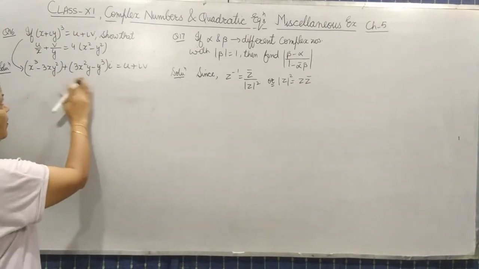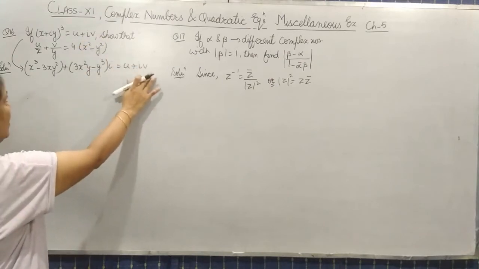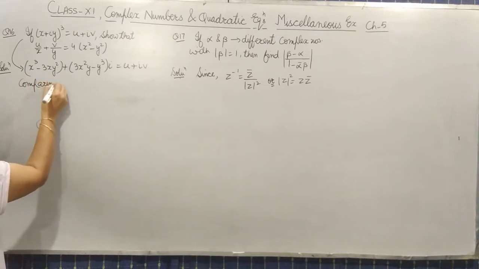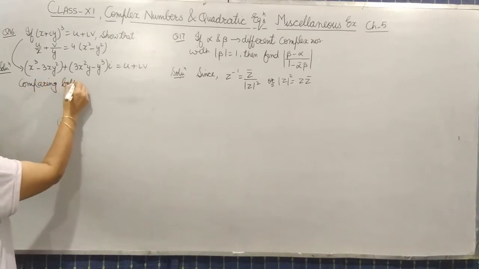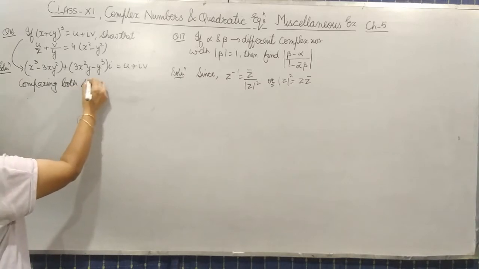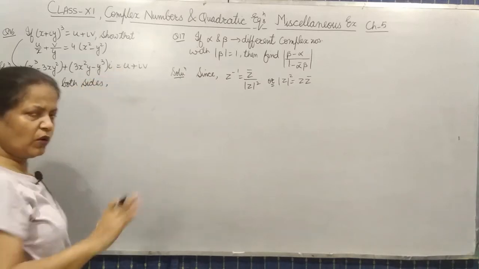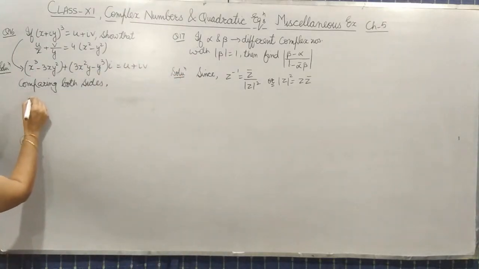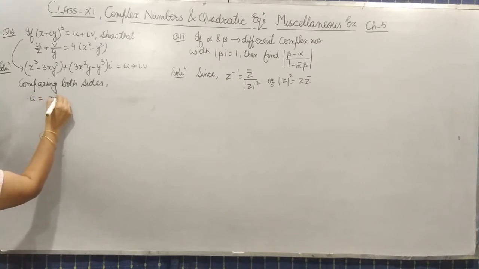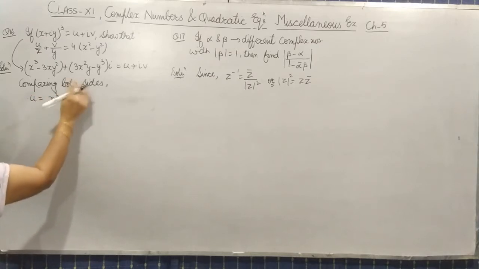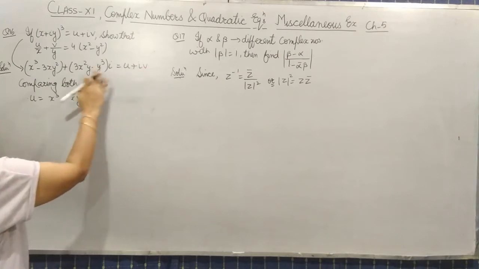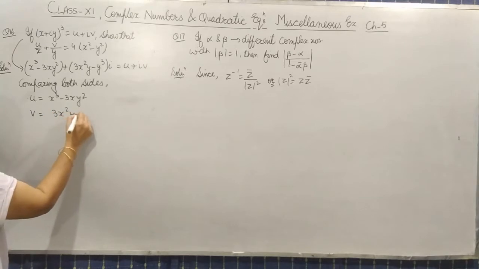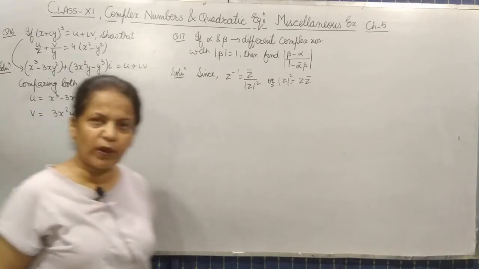So you will get this term equals u plus iota v. Now comparing both sides, what do you observe? The real part will be equal to the real part and the imaginary part should be equal to the imaginary part. So it means that u equals x cube minus 3xy square, the real part, and v equals 3x square y minus y cube, the imaginary part. So these two values we will get.